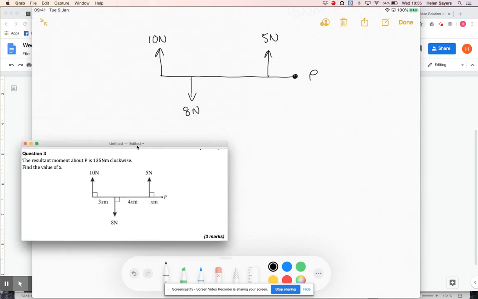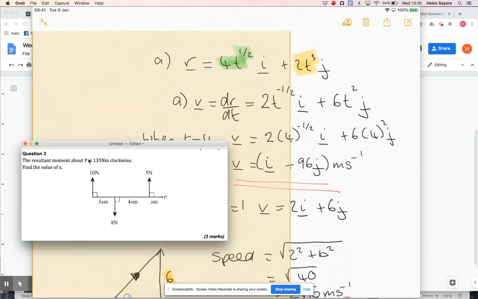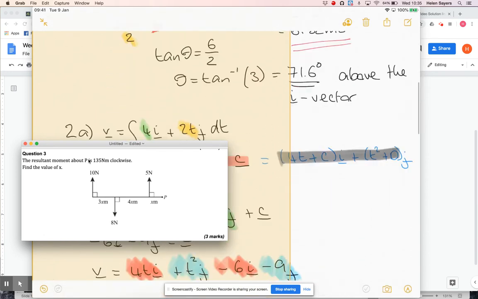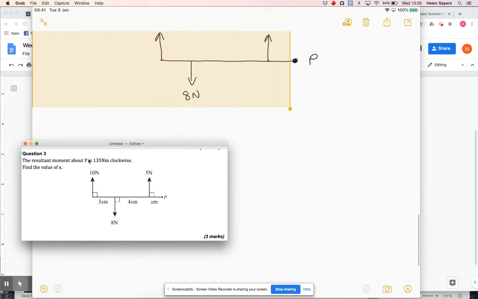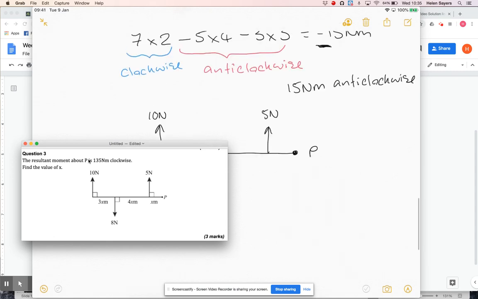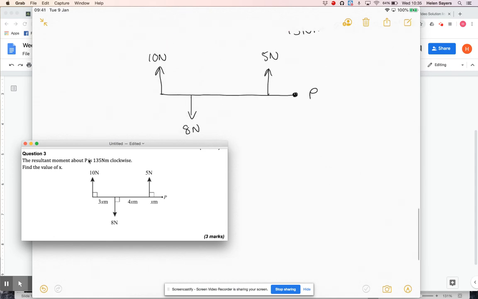Okay, so for moments, if I'm calculating moments about P, I need distances. Just be careful because you need the distances from P. Yeah, we're talking moments about P. Okay, I'm not quite sure what I did there. I'm just going to go back to the diagram we want. So if I'm doing distances from P, the 5 Newton force is x meters from P. That's what I'm trying to find.